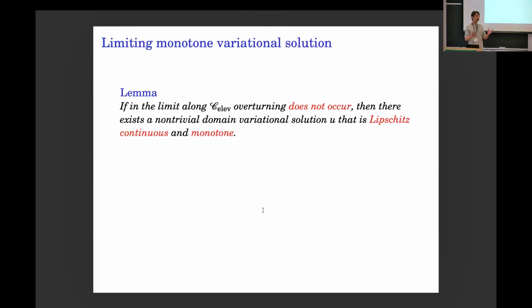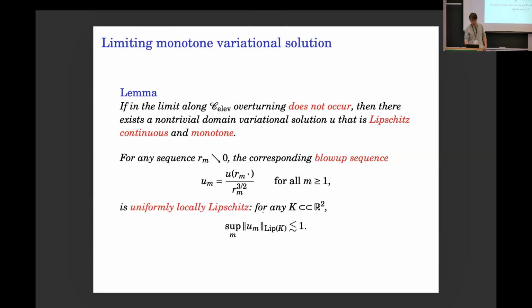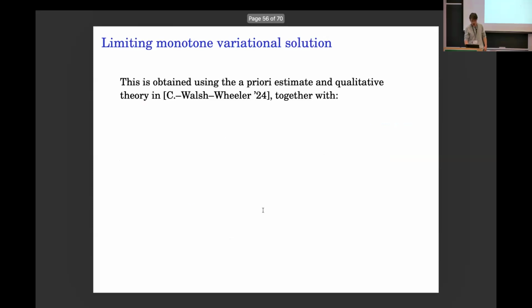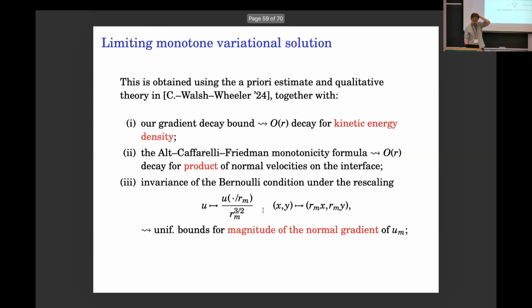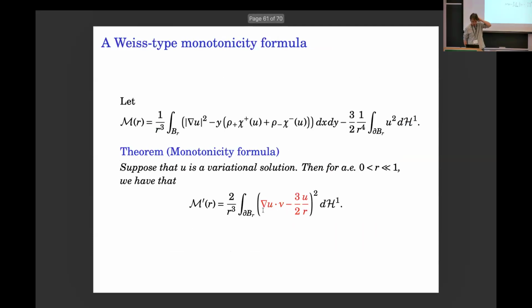Now if you plug everything in, it allows you to extract a domain variation solution at the end of the bifurcation curve. This is about the details of the proof of the existence of the limiting solution, so I can just skip that.